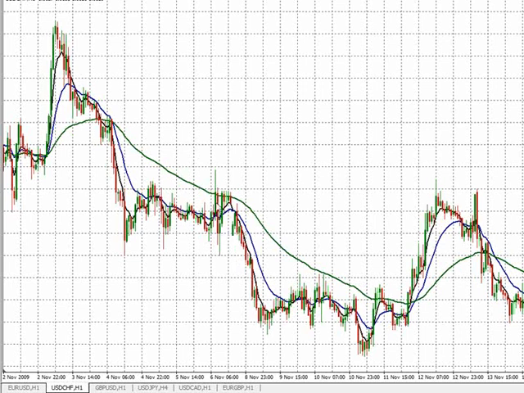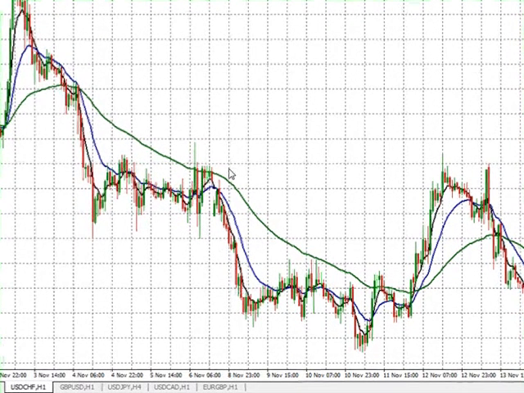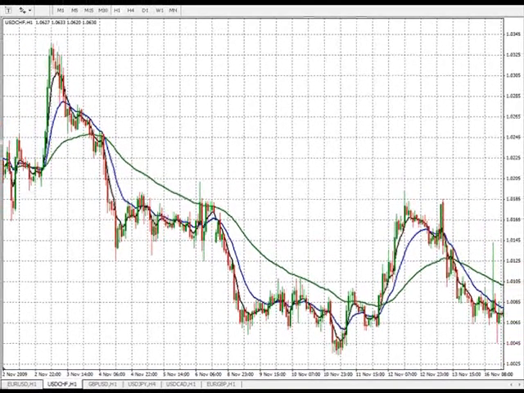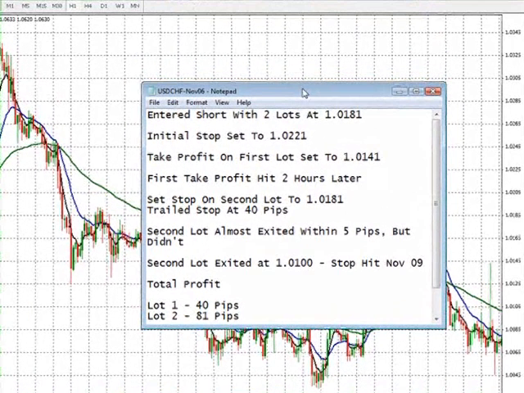At that point, we moved our stop loss to the break-even point, and then it almost stopped out again, but it didn't quite do it. What ended up happening is that it came within 5 pips of stopping out on the second lot, but it didn't. It turned around and continued to move in our favor, and the second lot ended up stopping out on November 9th.